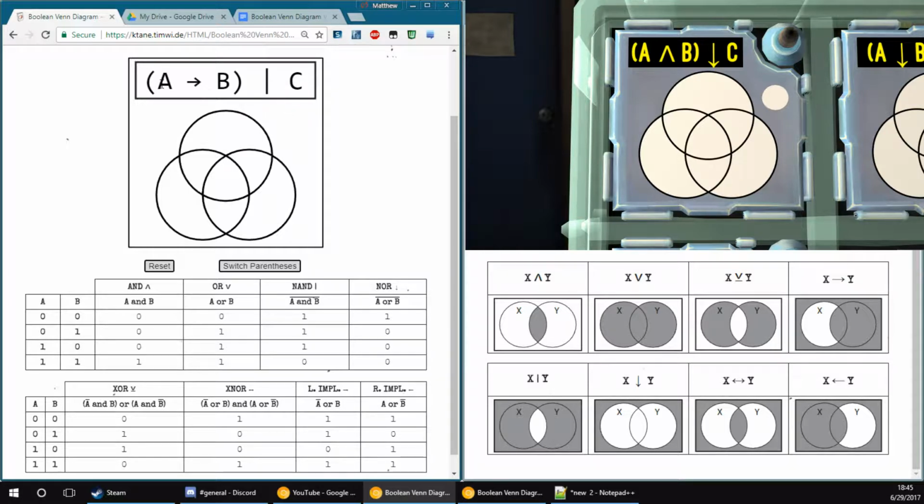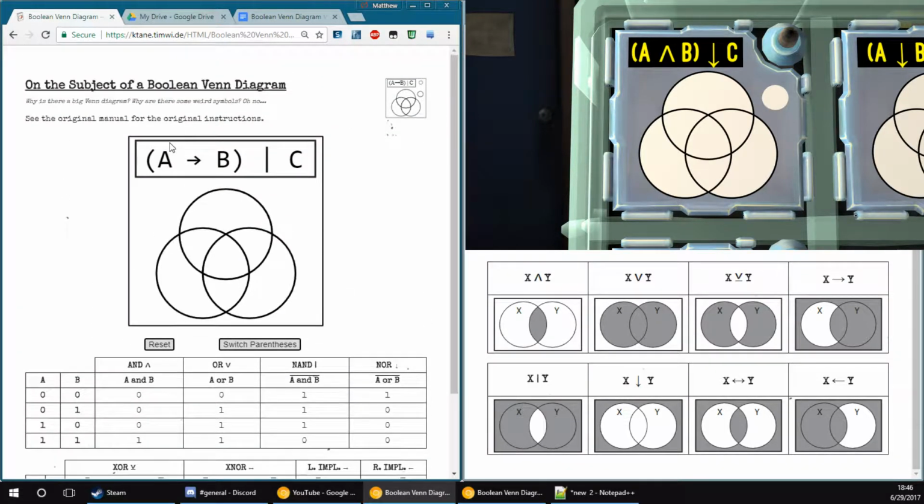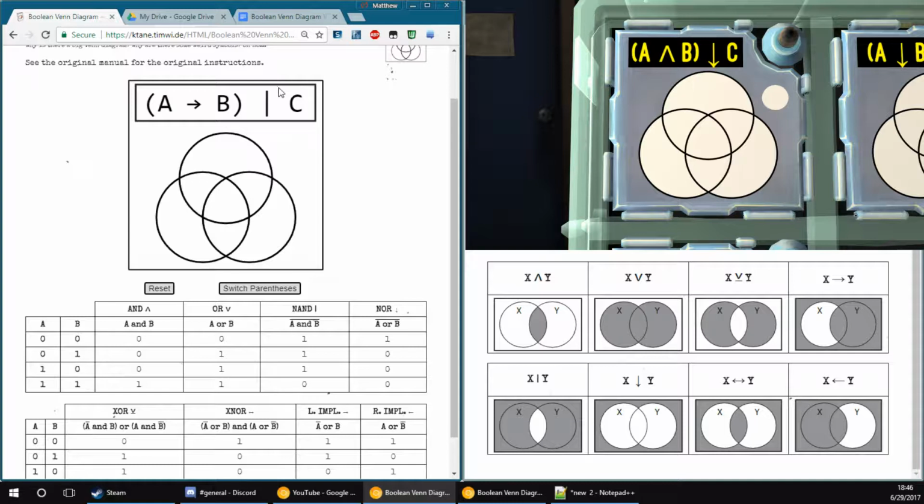We have in parentheses A implies B, and then outside the parentheses NAND C. So first, since we have A and B in parentheses, we're only going to consider A and B for a sec. So we have A and B outside the parentheses. That would be an NOR C.